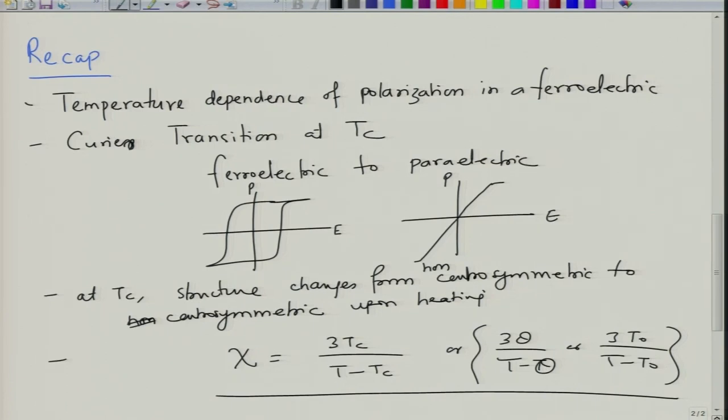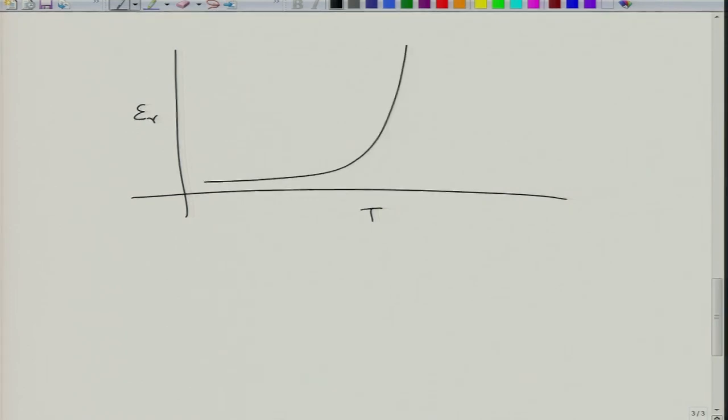And this is also manifested in the dielectric constant. So when you measure the dielectric constant versus temperature, it shows a maxima, an abnormal increase at temperature TC. Okay, so this is what we did in the last couple of lectures. Today we will look at the thermodynamics of phase transition in ferroelectric material.